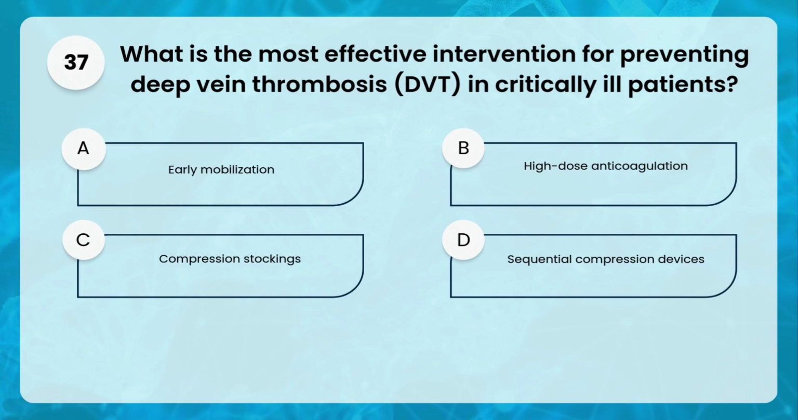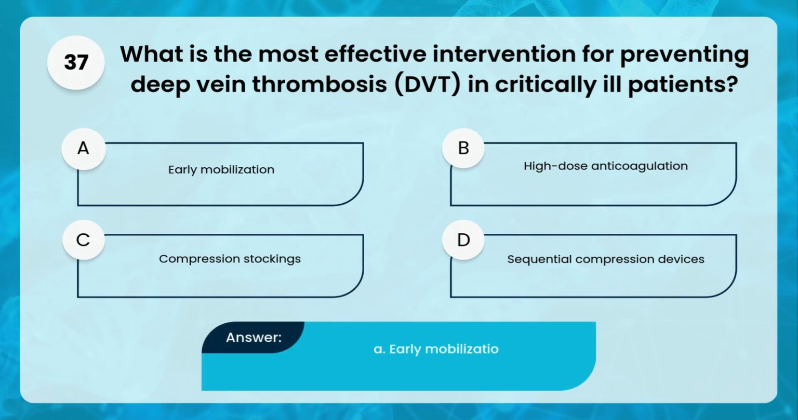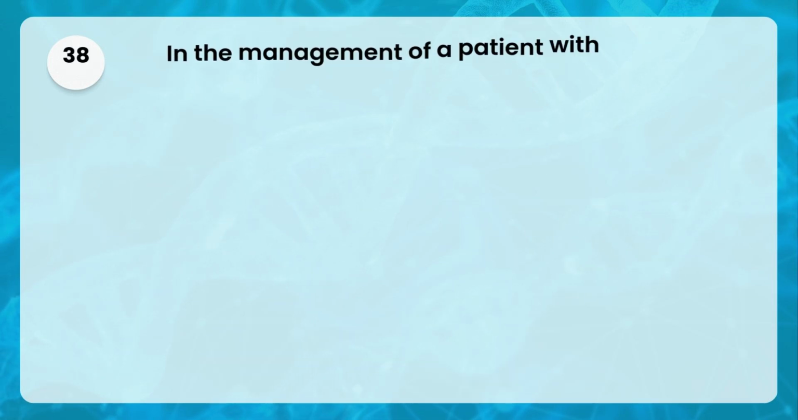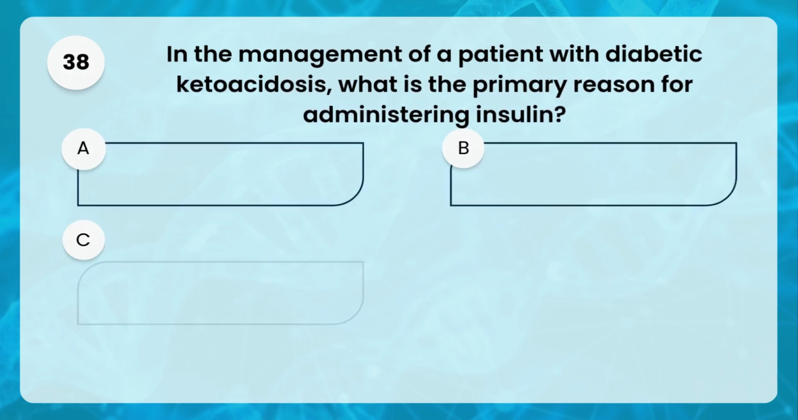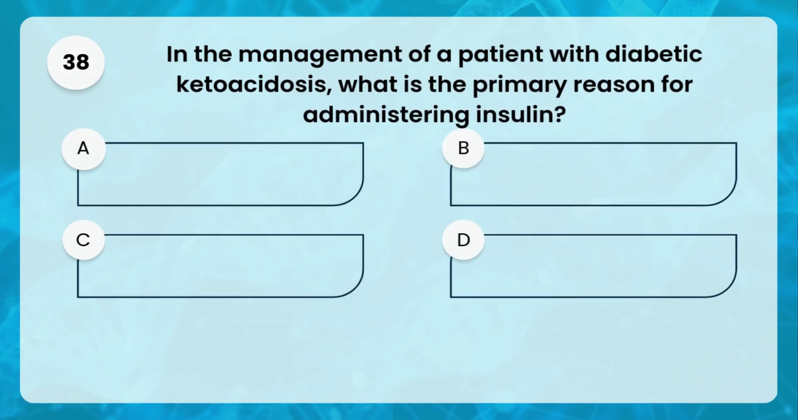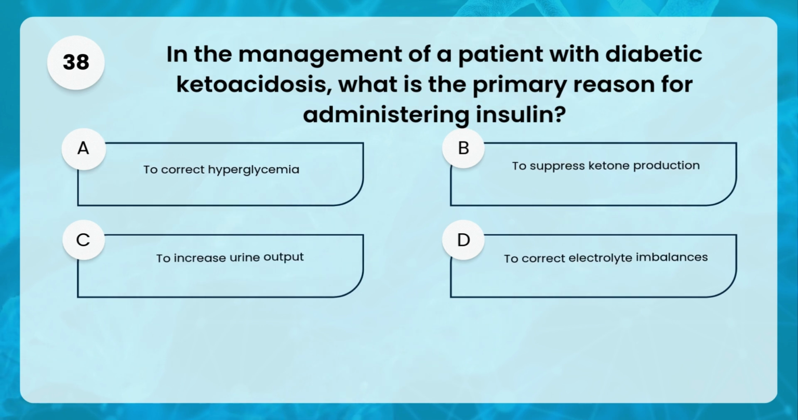A. Early mobilization, B. High-dose anticoagulation, C. Compression stockings, or D. Sequential compression devices? The answer is A. Early mobilization. Number 38. In the management of a patient with diabetic ketoacidosis, what is the primary reason for administering insulin?